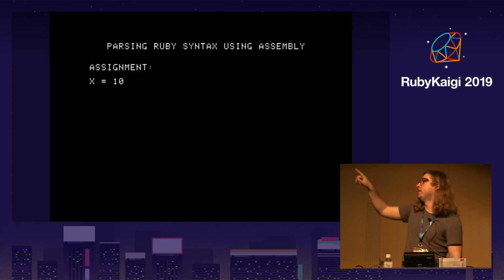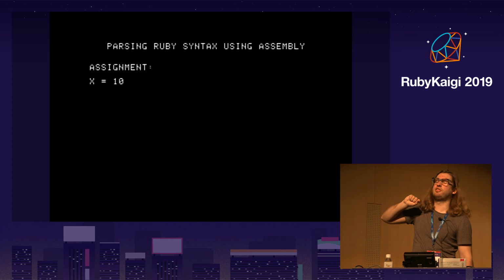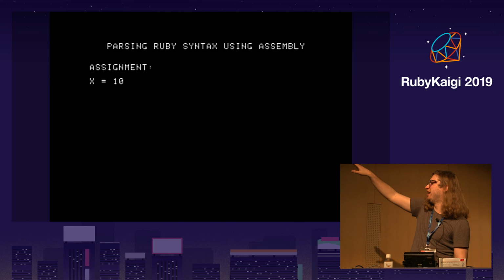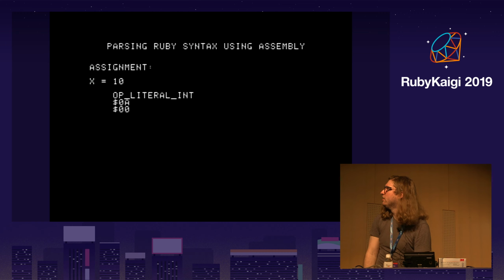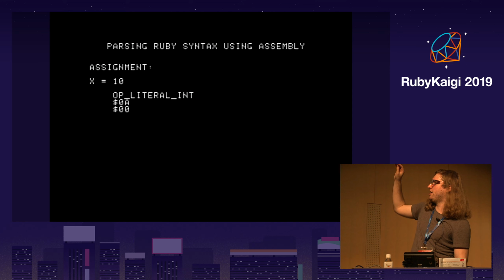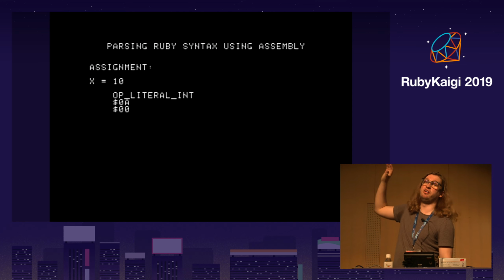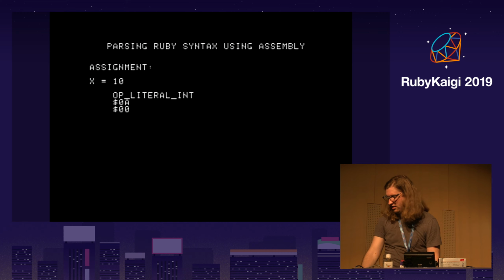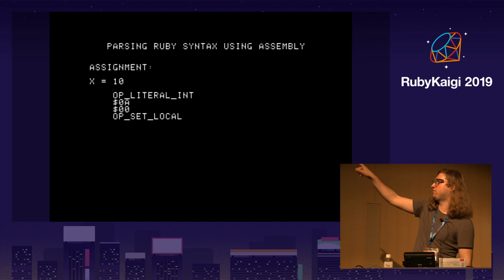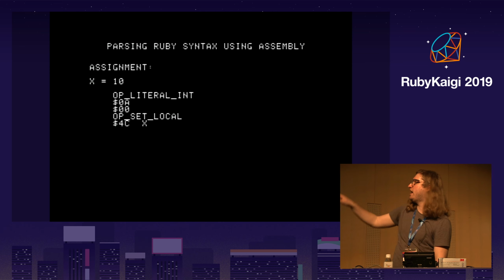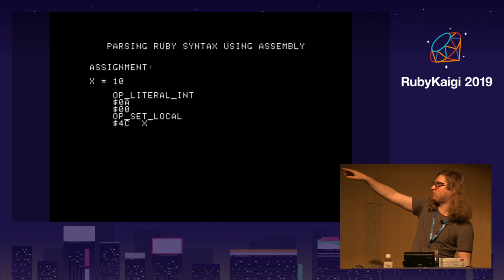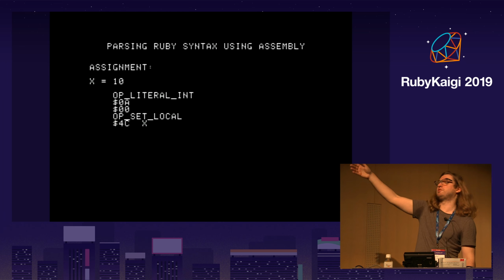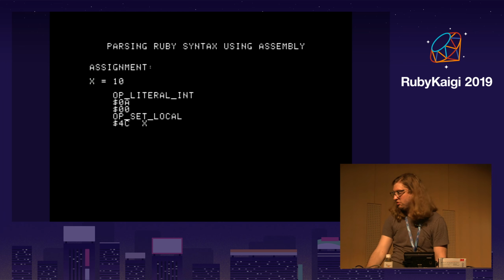Let's remember that. Then we see, okay, what's the expression that we're going to be assigning with the value? It's a 10. We're going to put out an opcode to say store a literal int on the stack, and then those are the 2 bytes for 10 on the stack. And then because we're doing an assignment, we're going to pop that value off the stack using op set local. We then have the symbol name, x, so we want to set the local named x, which in this case would be 4c in the symbol table.